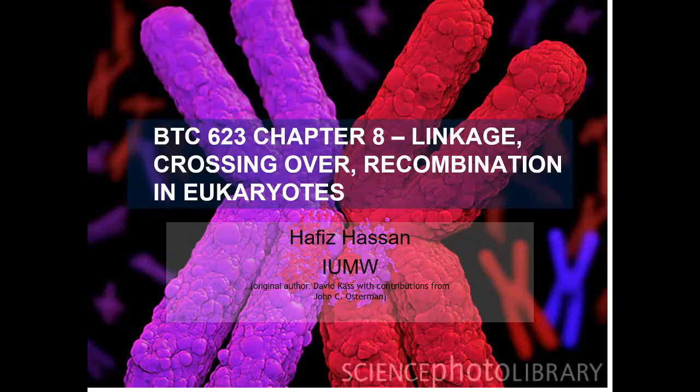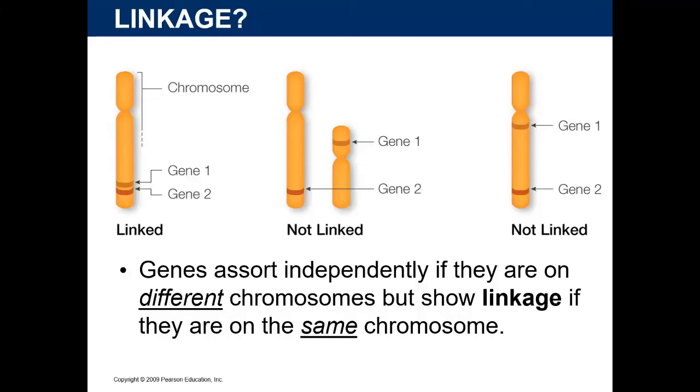Chapter 8: Linkage, Crossing Over, Recombination, and Eukaryotes. Linkage. Genes sort independently if they are on different chromosomes but show linkage if they are on the same chromosome.